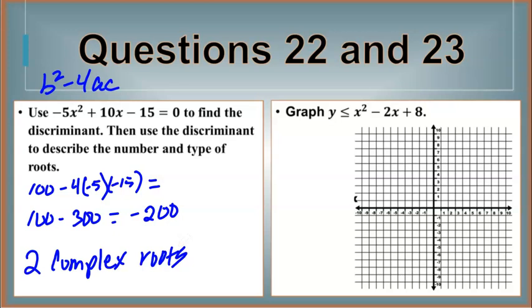Question 23. Graph this inequality. For this one, I want to find my axis of symmetry. I take the opposite of b, which would be a positive 2, divided by 2 times my a, which is going to give us a positive 1. That means my axis of symmetry is at positive 1. So I'm putting my axis of symmetry. And if I put 1 in here, that'll be 1 squared minus 2 times 1, which is a negative 1, plus 8 is going to give us 7. So my vertex is going to be at 1, 7.